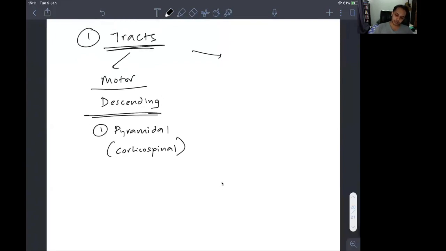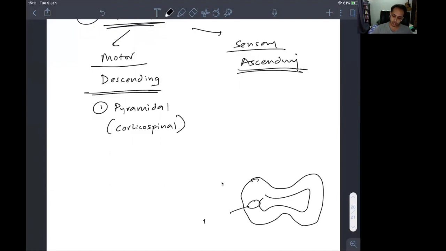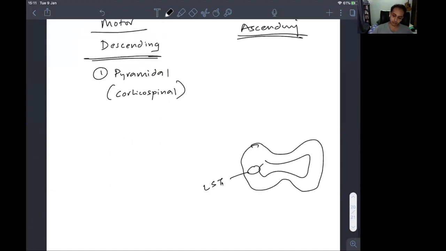And your sensory tracts, that is your ascending tracts. There are two main sensory ascending tracts. One is, if you remember from our spinal cord discussion, you have ascending tracts called lateral spinothalamic, which carries your pain and temperature. And you have a dorsal column, which carries pressure and vibration.